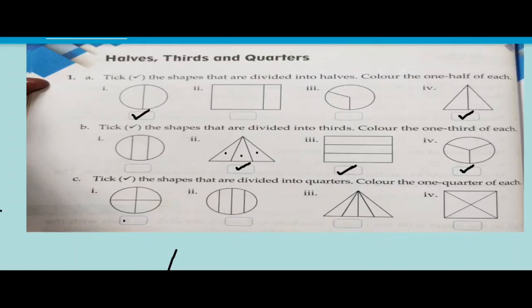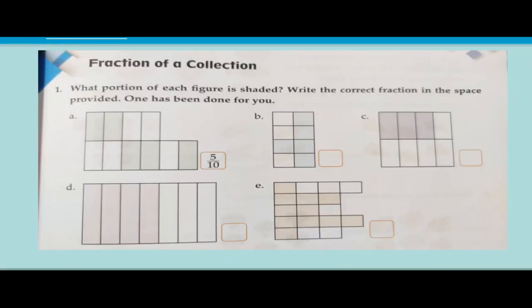Now next we have to take the shapes that are divided into quarters. The first one is divided equally into 1/4, so 4 parts. The next one is not equally divided. Number 3 is also not equally divided, and number 4 is equally divided. So let us take this one. Let us move to the next question, children.